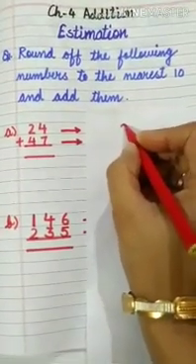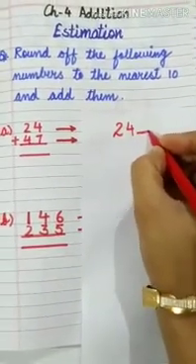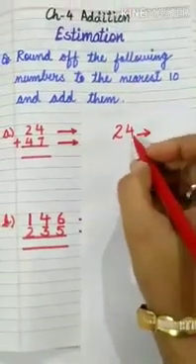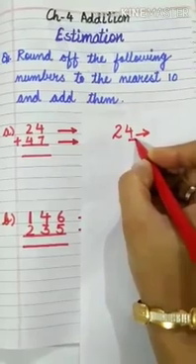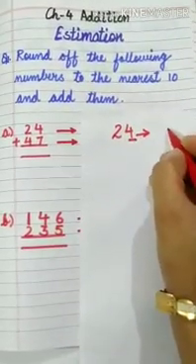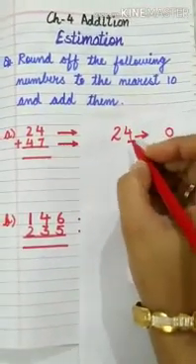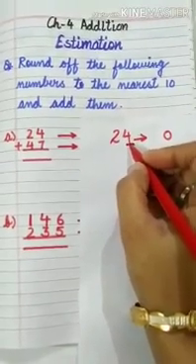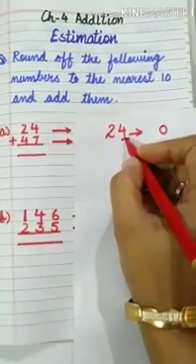So the first number is 24. Have you remembered the steps? So the first step is, first of all you have to underline the ones place digit, right? Ones place digit को underline किया. Write down 0 at the ones place here. Okay. Now compare this number with 5. Whether it is smaller than 5 or equal to 5 or greater than 5.